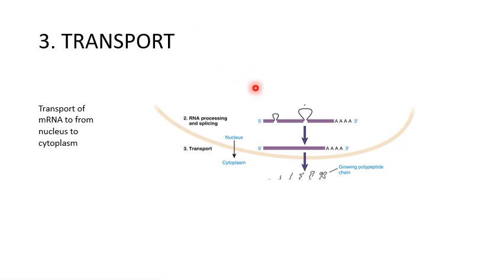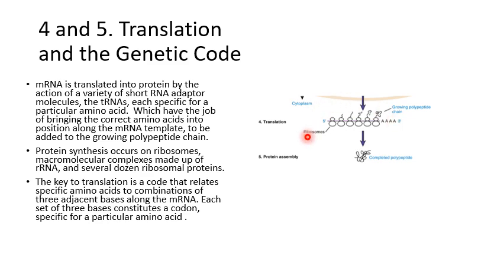The third step, as we mentioned earlier, is the transport, so that the messenger mRNA will be transported from the nucleus to the cytoplasm. Most of the action happens in the cytoplasm, where the mRNA is translated into protein by the action of a variety of short RNAs, and that happens within the ribosomes. The actual proteins are the completed polypeptides that are assembled. But we also need to remember that lots of rRNA, ribosomal RNA, and several dozens of ribosomal proteins are also produced.